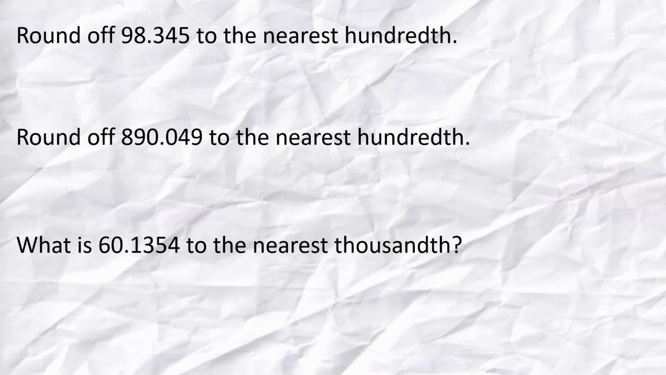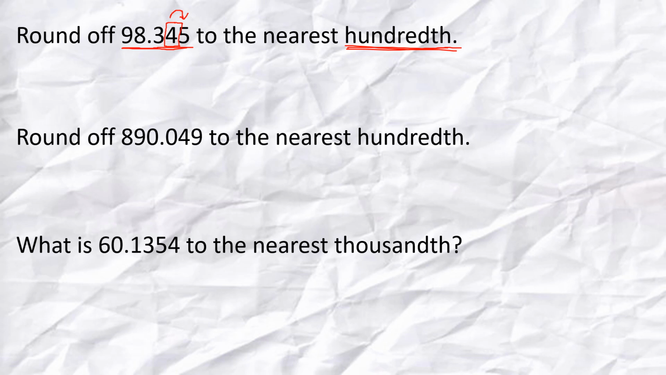Let's try the following example. Round off 98 and 345 thousandths to the nearest hundredth. Again, the steps say that you have to first identify the digit that is in the place value that you are rounding off. In this case, we have to round off this number to the nearest hundredth. So the digit that is in the hundredths place is the digit 4. Step 2 is you need to look for the digit to its right. In this case, the number is 5.